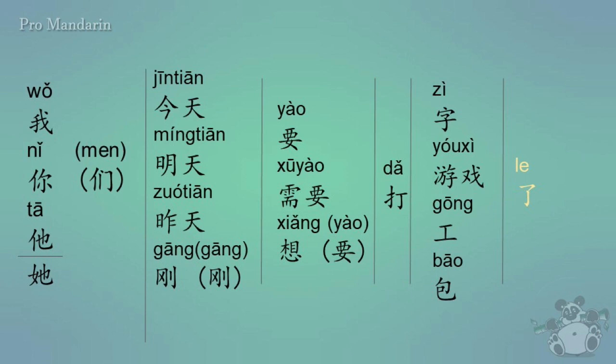Instead of trying to figure out how to conjugate verbs, which is something you don't do in Chinese, we're just going to use le to help us know that something's happened. Now, anytime we use 要 or 需要 or 想要, we're not going to use it there.